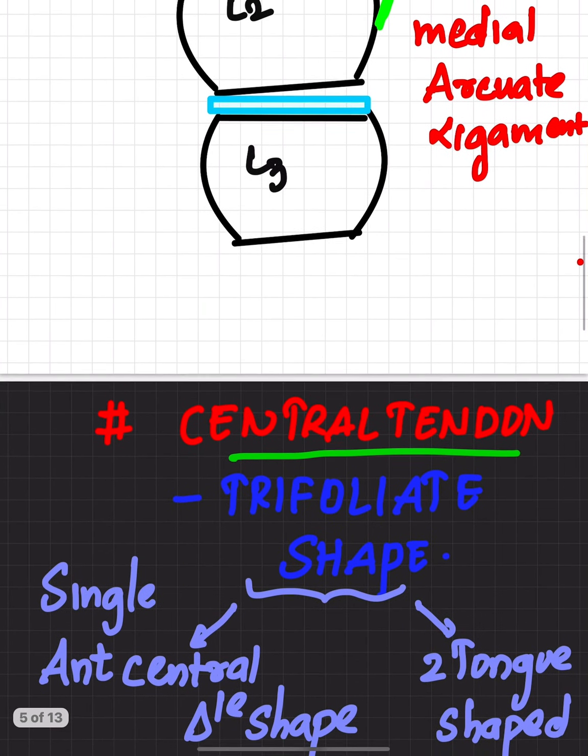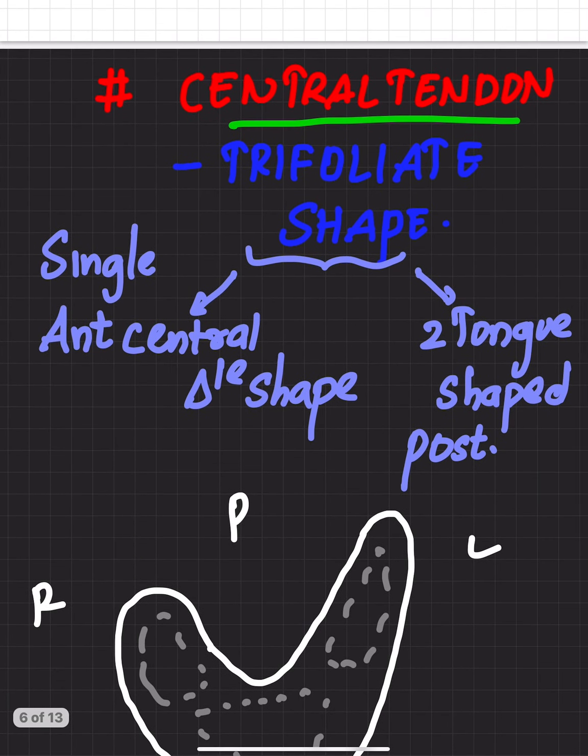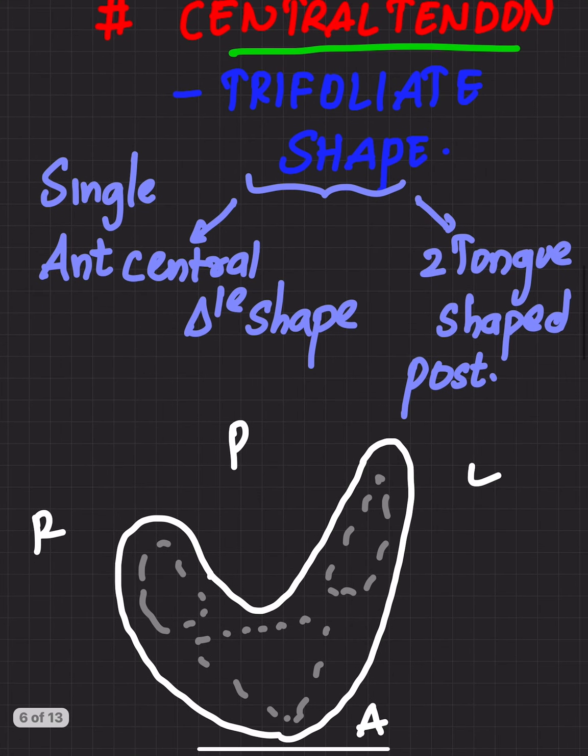Now let us talk about the central tendon. The central tendon is foliate in shape, having a single anterior central triangular part. This is the anterior central triangular part, and two tongue-like posterior parts.